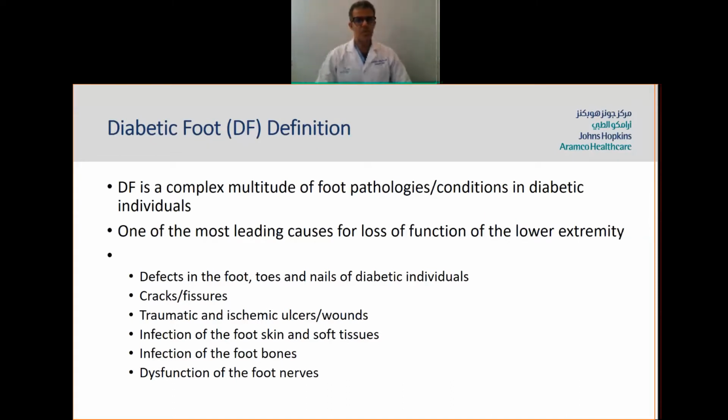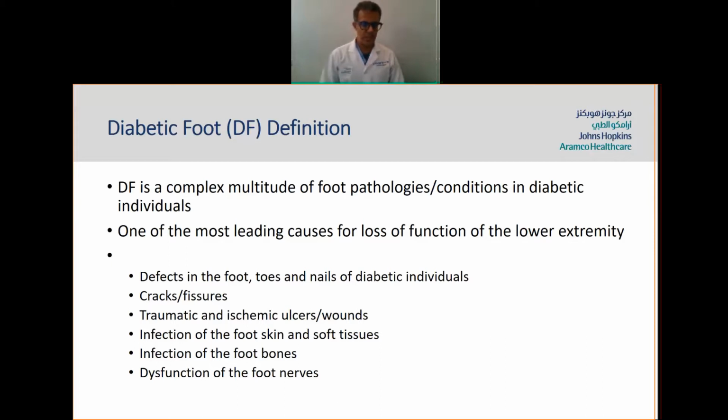Okay, let's start with the definition of diabetic foot. As we know, diabetic foot does not stand for a single entity. It is actually a complex of pathologies that affect the foot in diabetic individuals. Why are they grouped under one name? Because most of the time the consequences are similar, and also the way of managing is more or less the same.